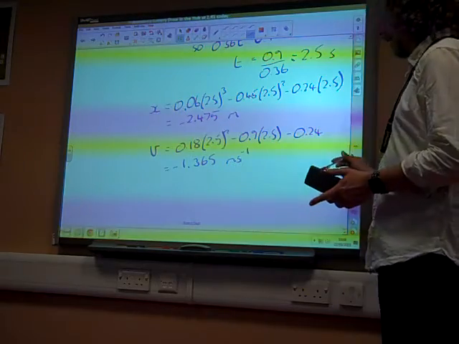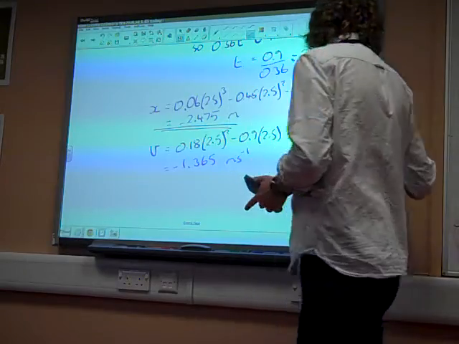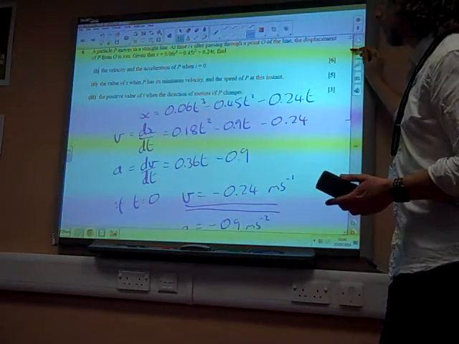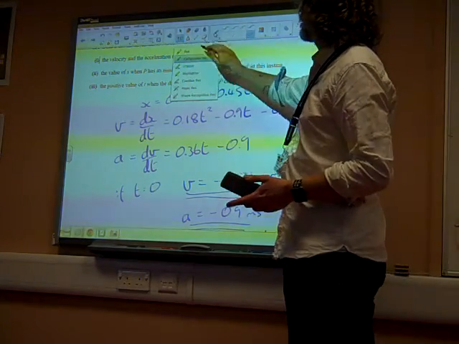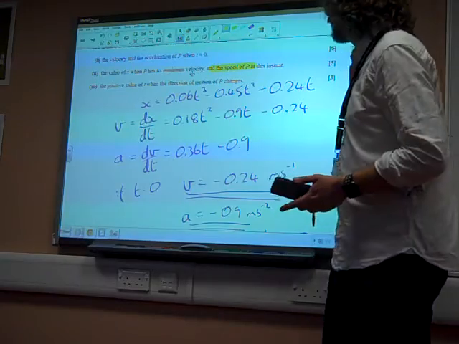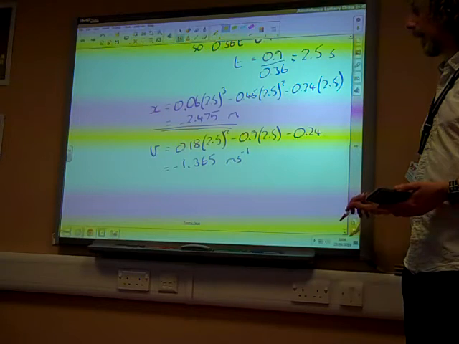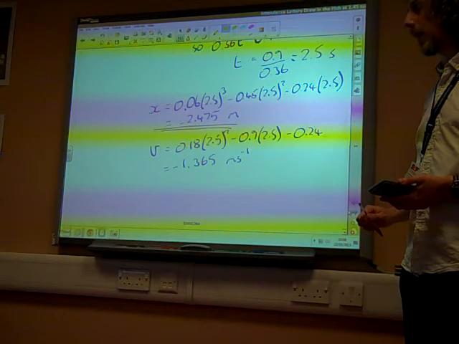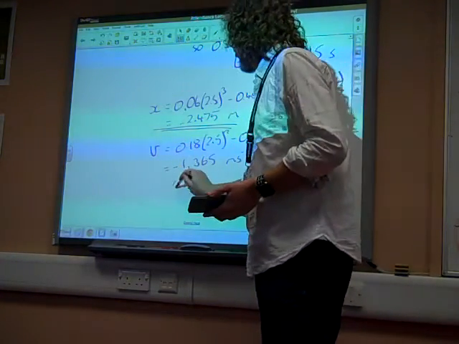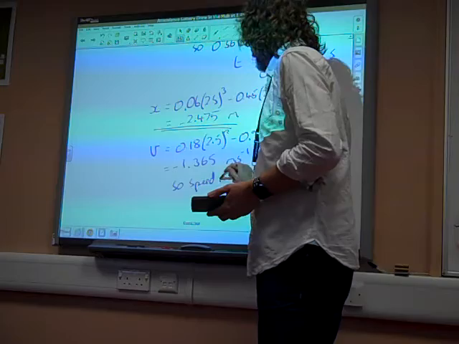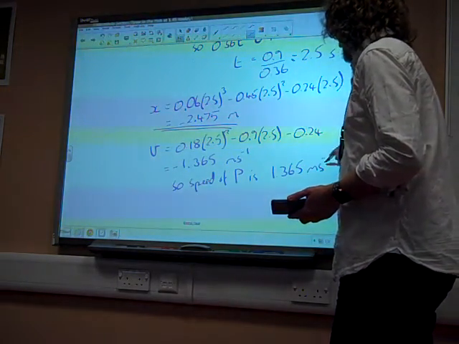I'm just going to be extra careful here. I'm happy with this one. The question said find the displacement, I think. The value of x, we found the value of x, but look, the question said, and the speed of p at this instant. So we've not quite got it there because we've said velocity is minus 1.365. So the speed of p is 1.365 meters per second.